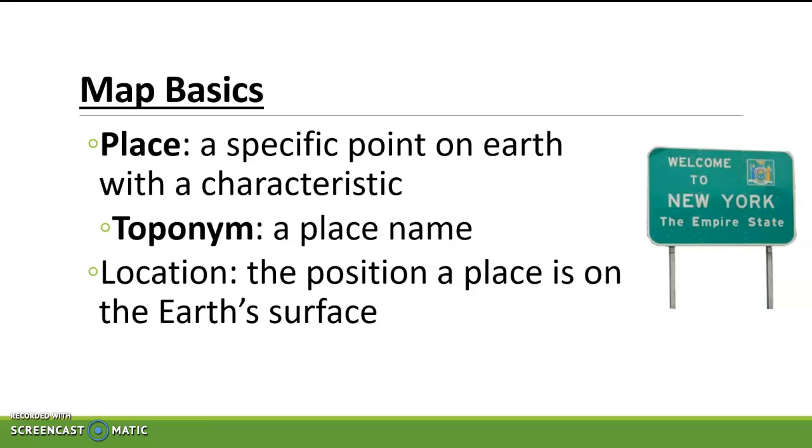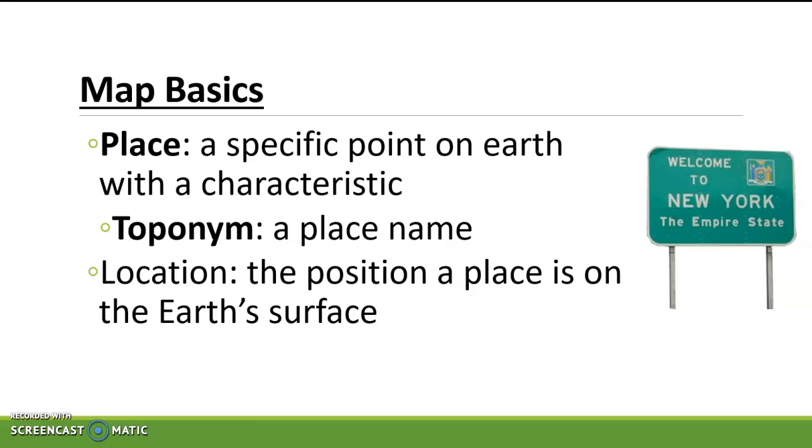Place is pretty straightforward. We're looking at a specific point on Earth with characteristics or a characteristic. So because of that characteristic, we know it to be a very distinctive place. So think of Disneyland and the characteristics that make us think that that is a place. Think of Vista del Lago High School. Think of the Capitol building, right?